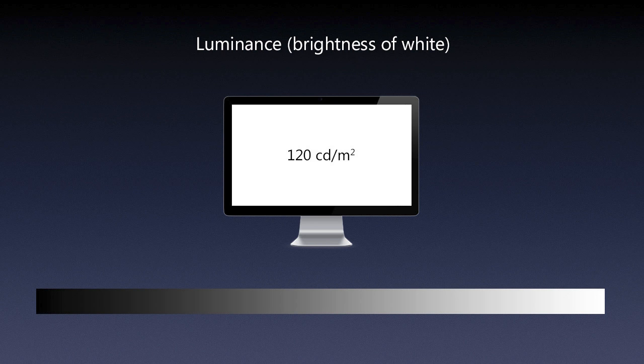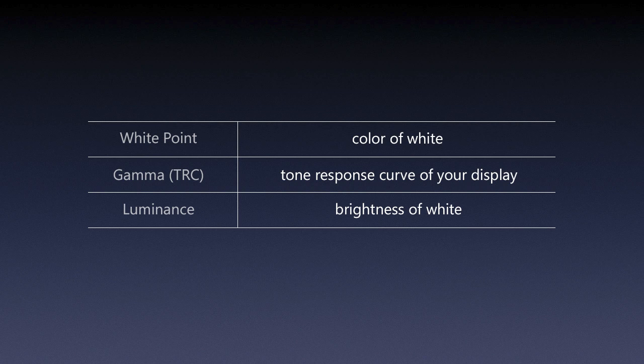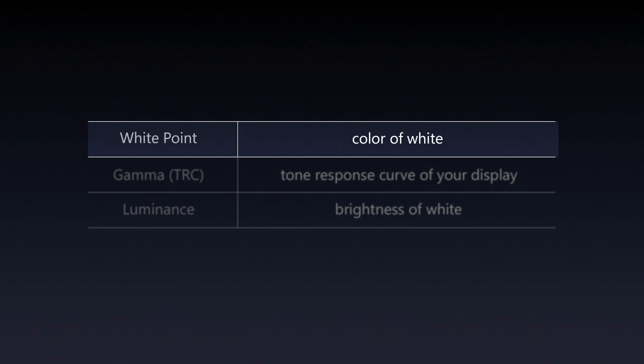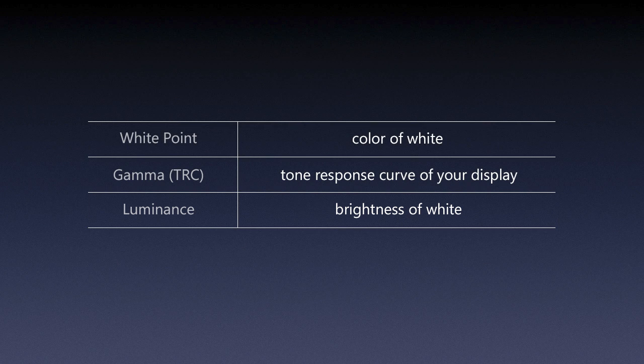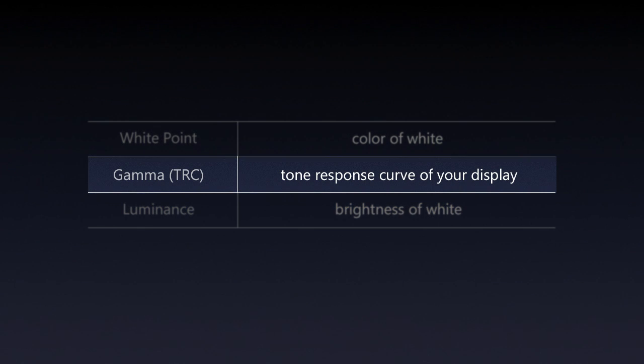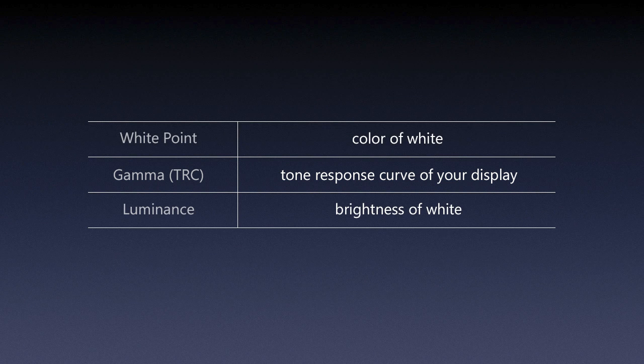Okay, now we're gonna start talking about the gamma. That's the only one that's a bit trickier, so we'll move on to that one. Okay, so we talked about the white point, which is the color of white. We talked about the luminance, which is the brightness of white, or how bright the brightest point is. Now it's time to talk about gamma, or more specifically the tone response curve of your display. So let's take a look at what that is.